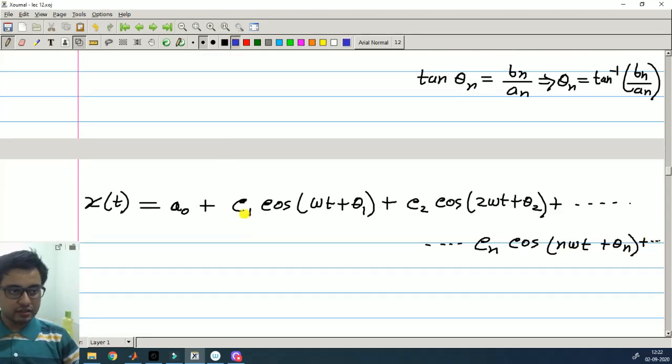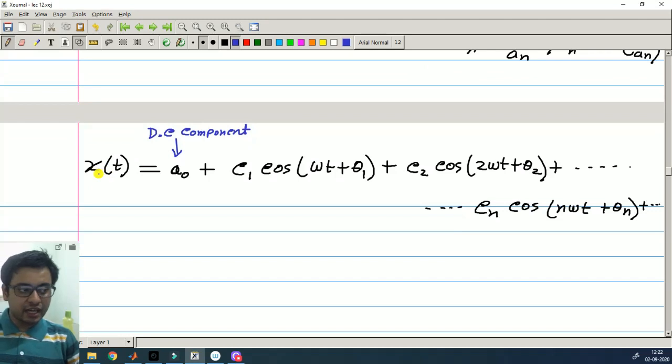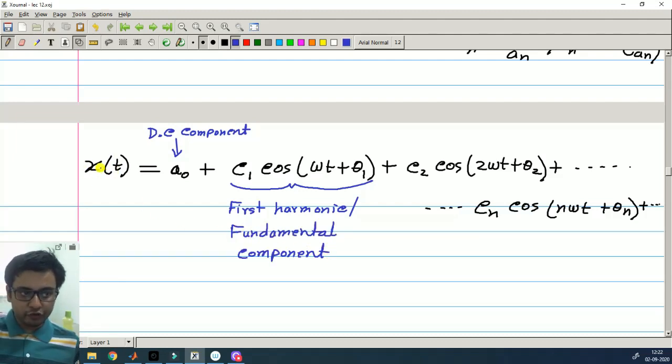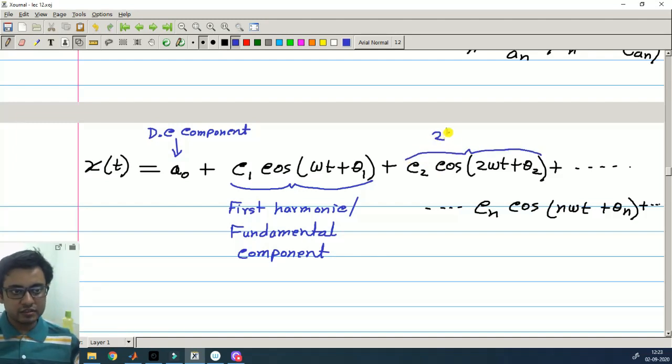Now here this term is called the DC component of this signal xt. This term is called the first harmonic or the fundamental component of xt. Similarly, this term is called the second harmonic, and in general this is called the nth harmonic.